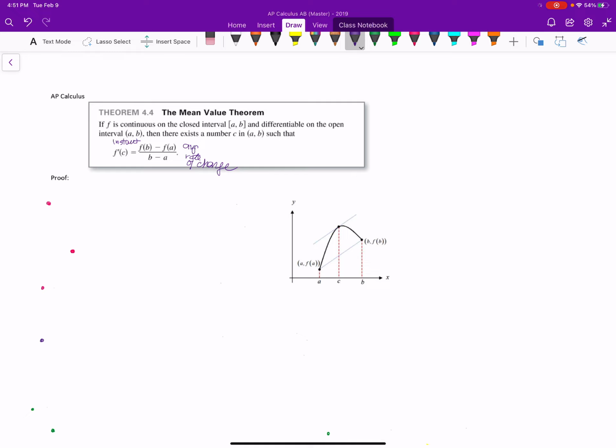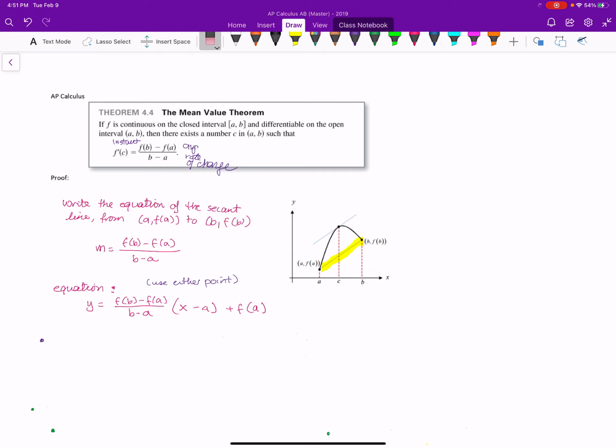So for the proof, we're going to rely on Rolle's theorem to help us prove it. But to start, I first need to write the equation of the secant line. So essentially, I'm going to write the equation for the line that I'm highlighting right there. Using the endpoints from a to b, I have to find the slope first. So finding the slope is going to be f of b minus f of a over b minus a, so change in y over the change in x.